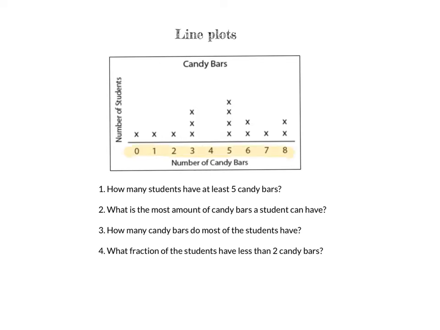So these numbers over here are the number of candy bars that the students have, and the X's represent the number of students. So let's answer the first question, and it's the easiest question. How many students have at least 5 candy bars? So at least means including 5.